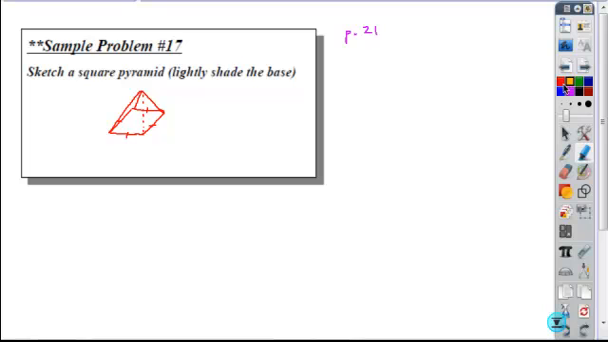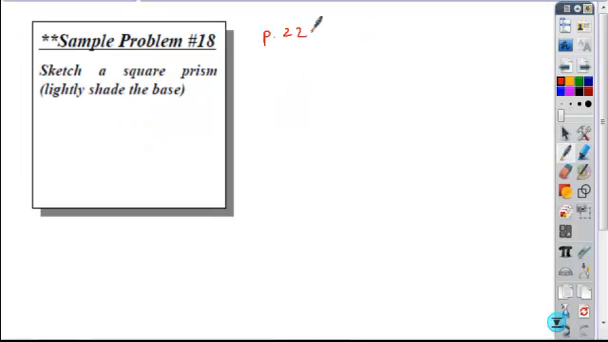And now if you shaded in the base slightly, you can do that as well. So this is one that the square prism means that it doesn't necessarily have to be a cube, but it can be, right? So we could have square bases that are connected by longer rectangles.